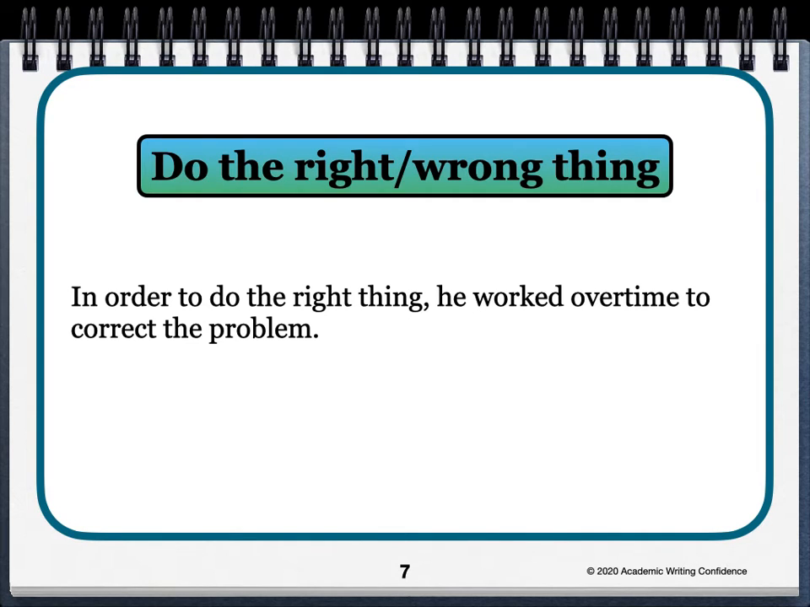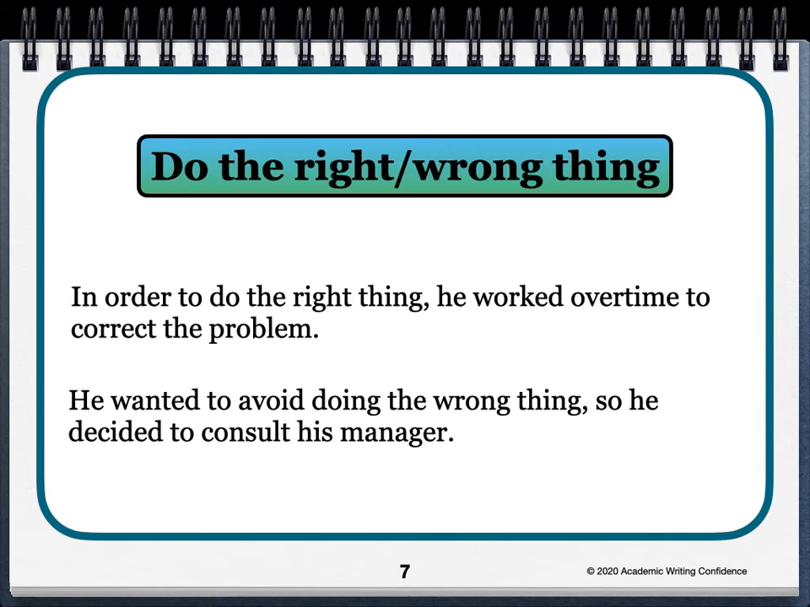Do the right thing or the wrong thing. In order to do the right thing, he worked overtime to correct the problem. He wanted to avoid doing the wrong thing, so he decided to consult his manager.